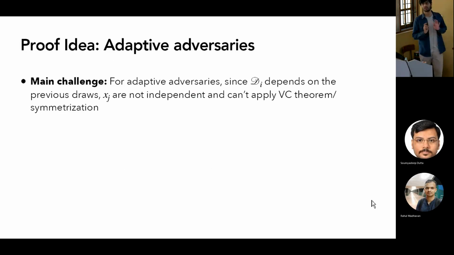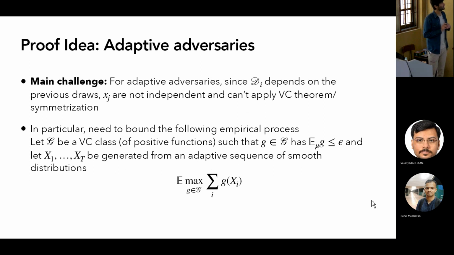So you can't just apply the VC theorem. The point is that you need to bound an empirical process of this form. You have a function class with functions that have low expectation under the base measure. Let's say the functions are all positive, and you have x1 to xT generated from an adaptive sequence of smooth distributions, and you need to bound the expected max of the sum of f(xi). This is the empirical process that you need to bound.